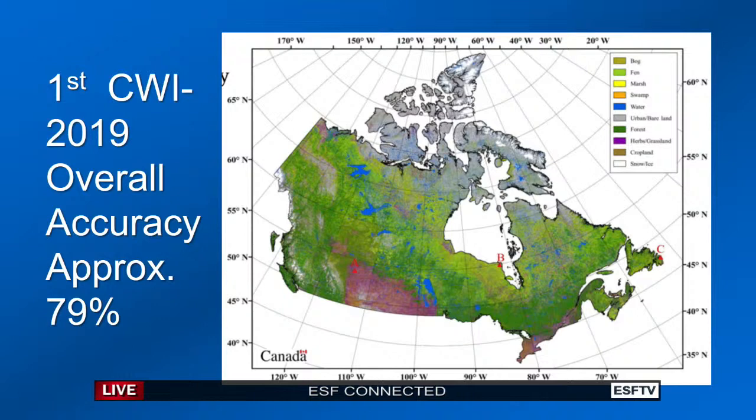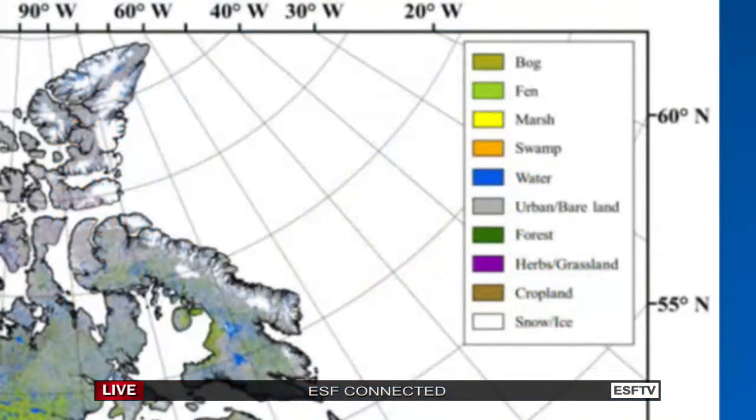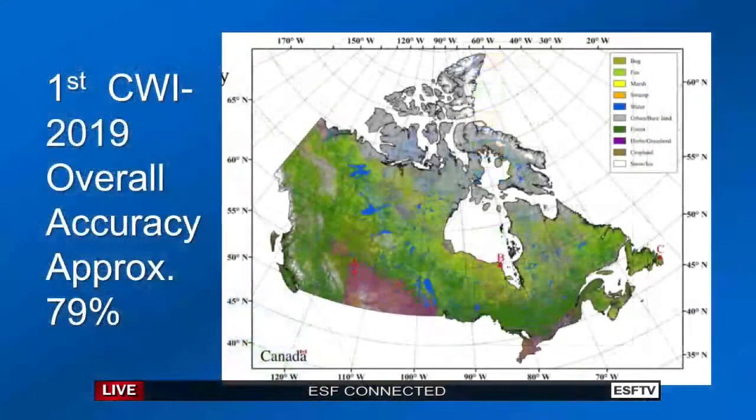On the right side, you can see the legend, the different types of classes that we have mapped with different colors. This is just a snapshot of the map, of course. It is a huge GIS data set layer, but this is just a snapshot. As you see, the accuracy is some 79%. The overall accuracy is not great, but it's better than what was available at the time.